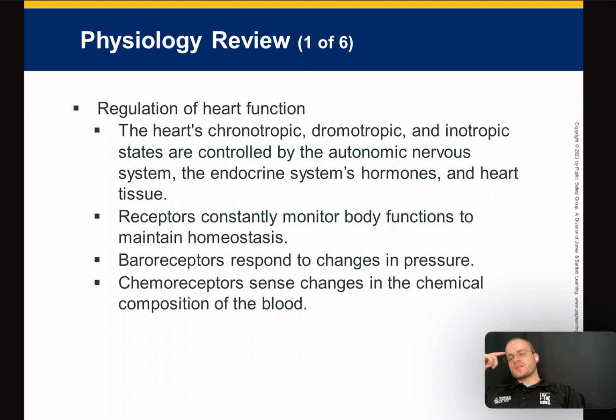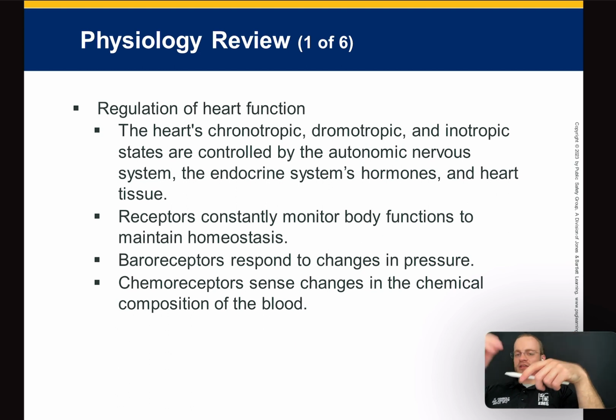Now, receptors constantly monitor body functions to maintain homeostasis. So we have chemical receptors that are measuring how much CO2 is in the blood, the pH of the blood, how much oxygen is in the blood. Those are all measuring the chemical properties of the blood. But we also have baroreceptors that are measuring the pressure within the blood vessels, and that helps the heart determine: beat faster, beat slower, and so on. So there are receptors constantly feeding back to the heart and saying, "Hey, respond in this way to make it better."